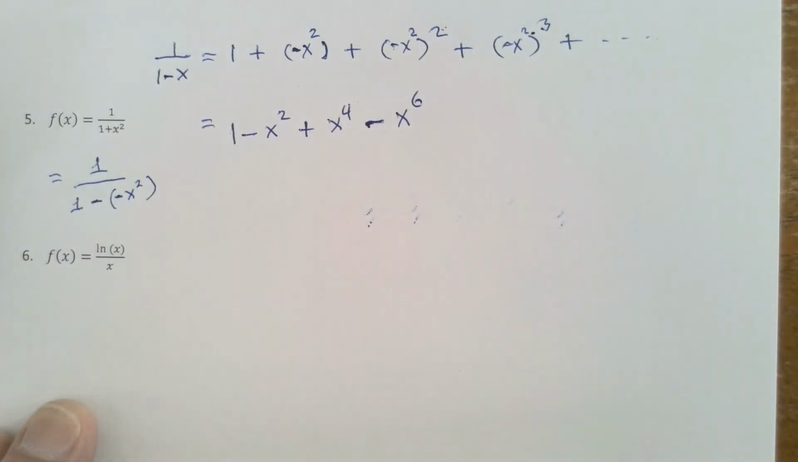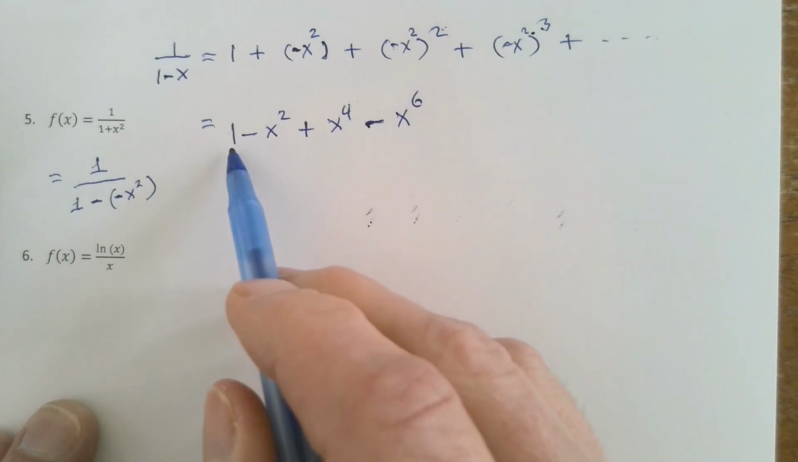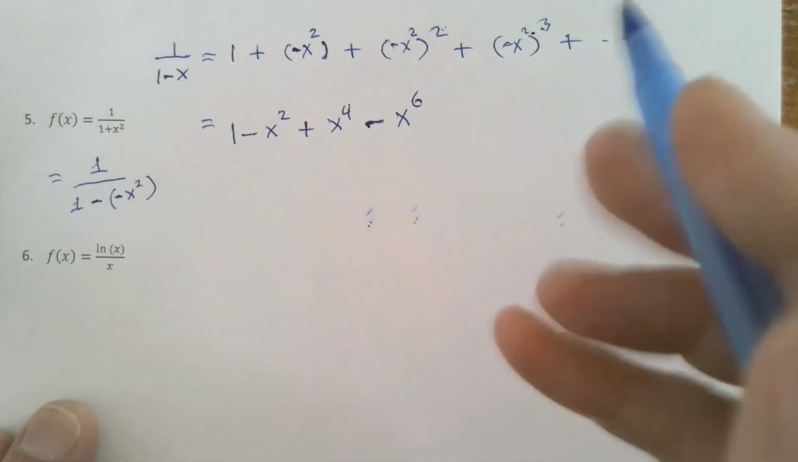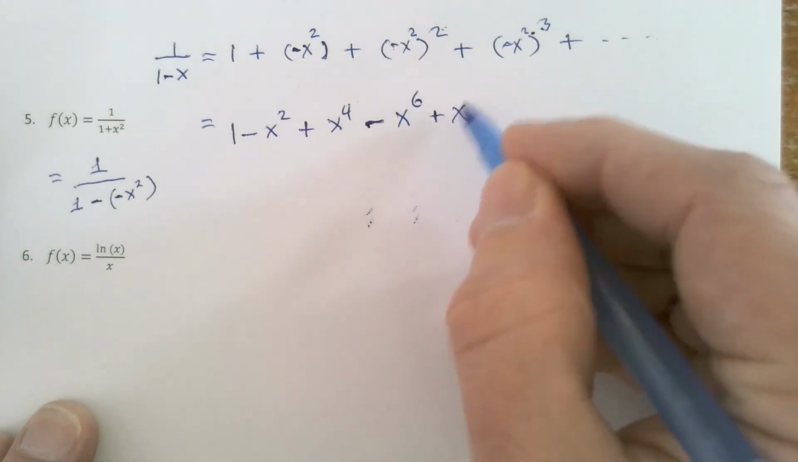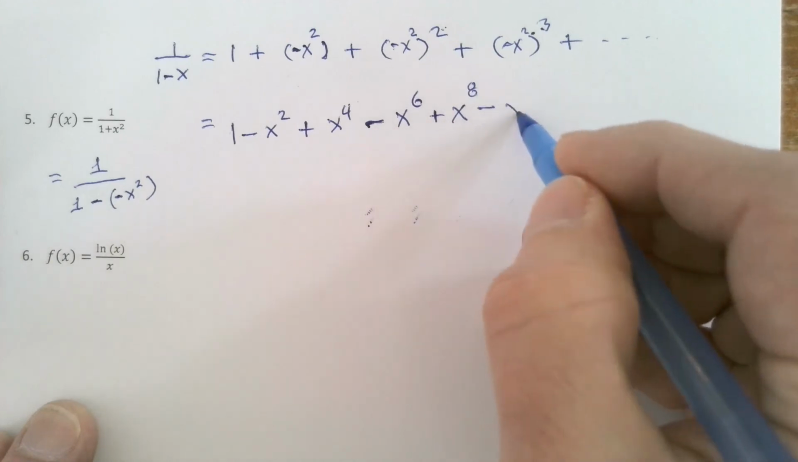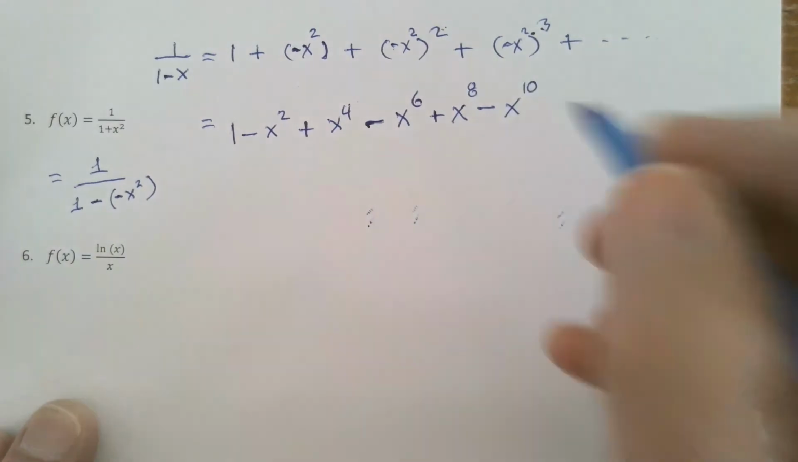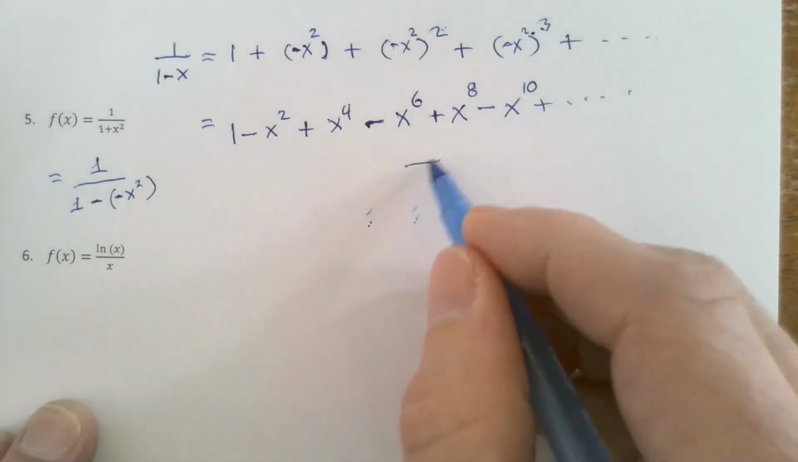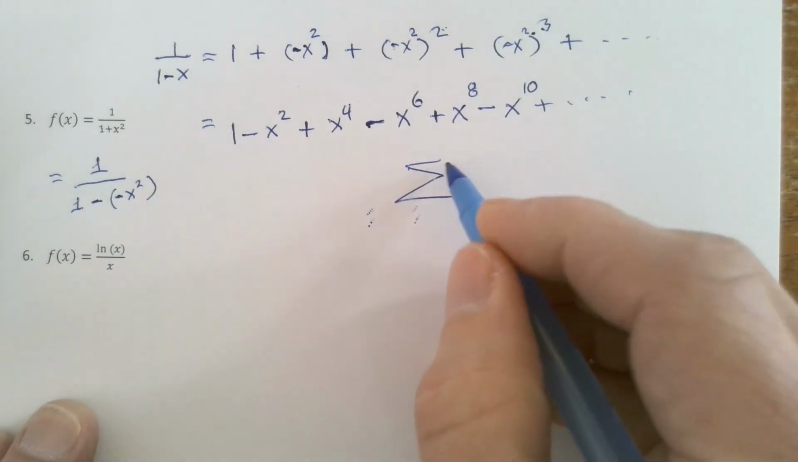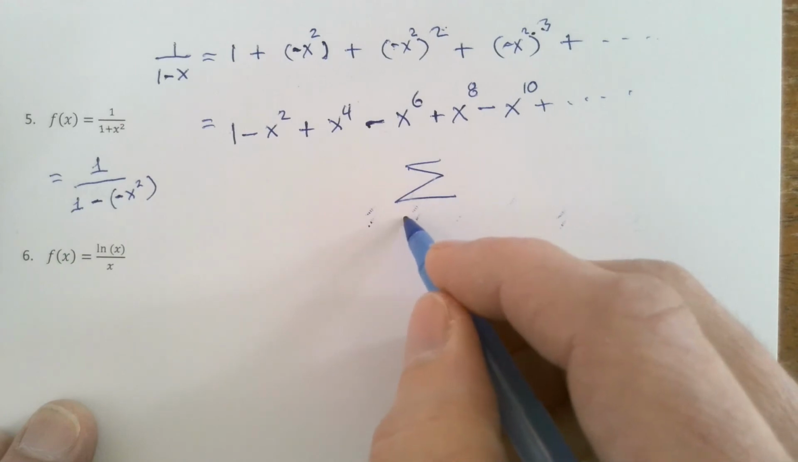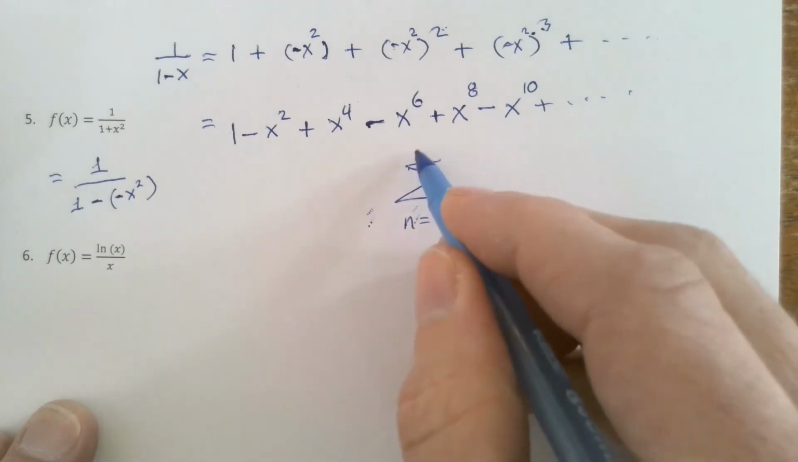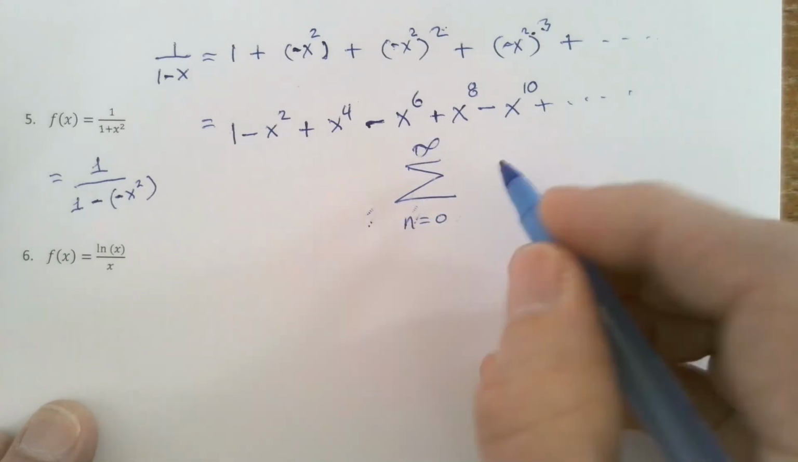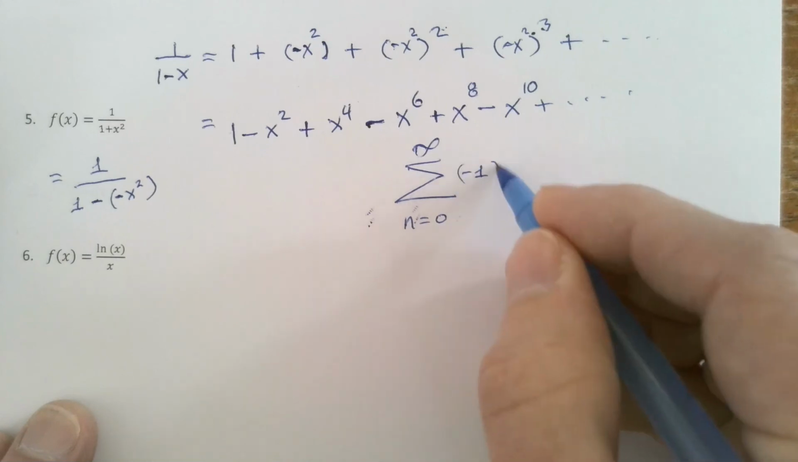So the pattern's pretty easy now, isn't it? It's positive, negative, positive, negative. Next is going to be positive. x to the 8th minus x to the 10th, etc. Dot, dot, dot. And the sigma notation for this is going to be the sum from n equals 0 to infinity of negative 1 to the 0 power.